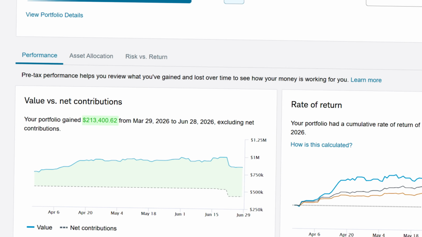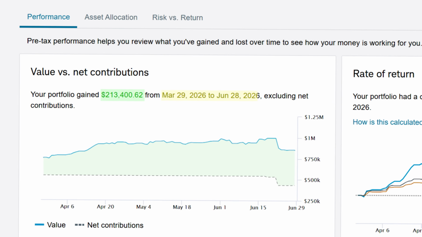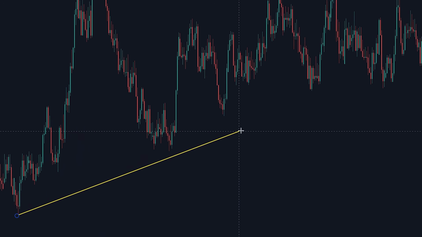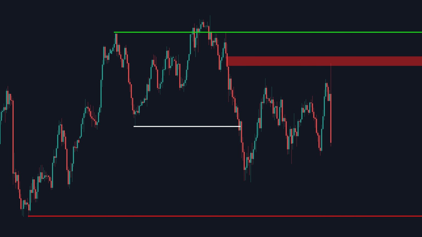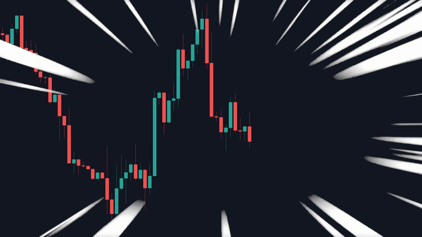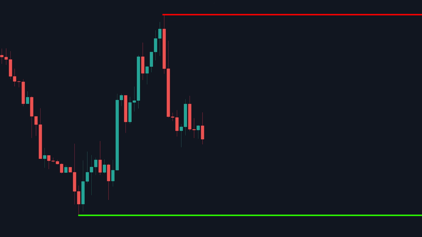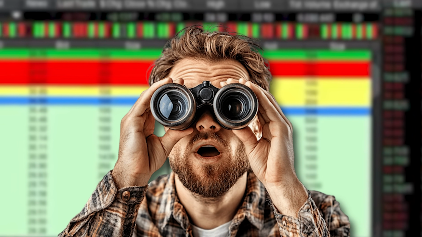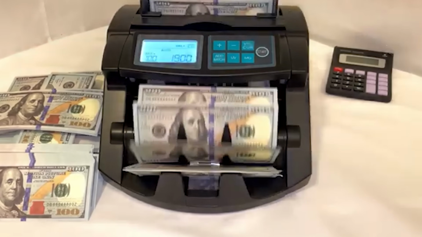I have made $213,000 in the past 3 months of trading, and I didn't use any fancy indicators, no random trend lines, just pure price action, baby. You see, every single day something very specific happens at the open and close of the market, and if you get good at spotting it, you can make a ton of money.